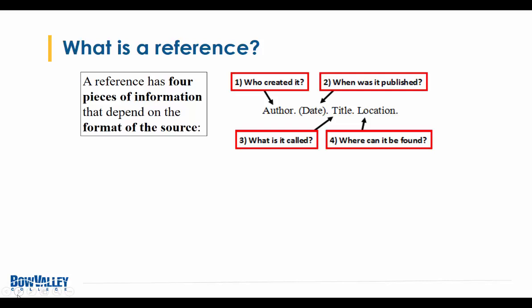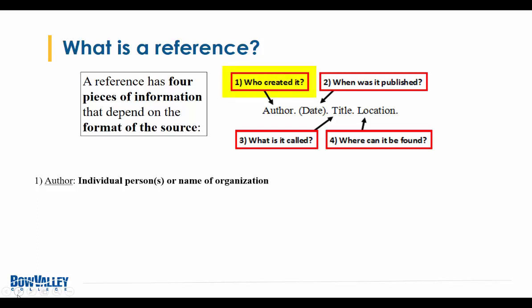This means you'll need to look closely at the source and at the rule in the library's APA guide in order to find the correct information to answer each question. The first question is who created it? This refers to the author.